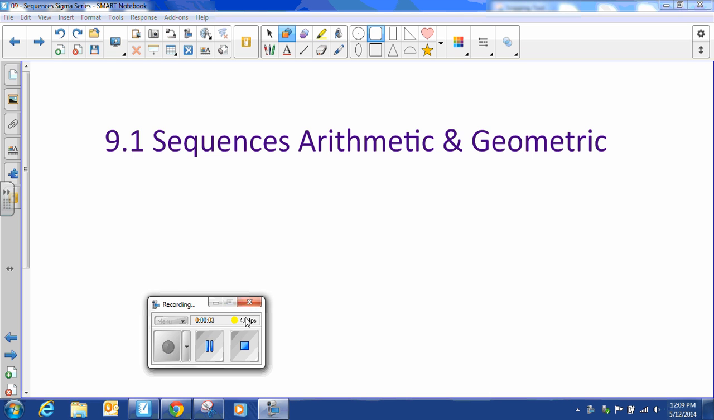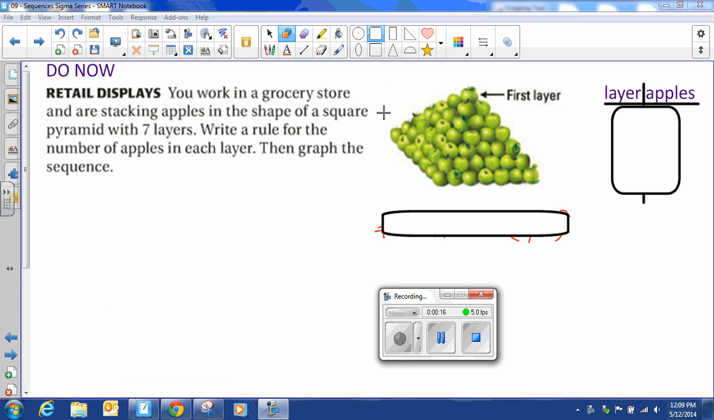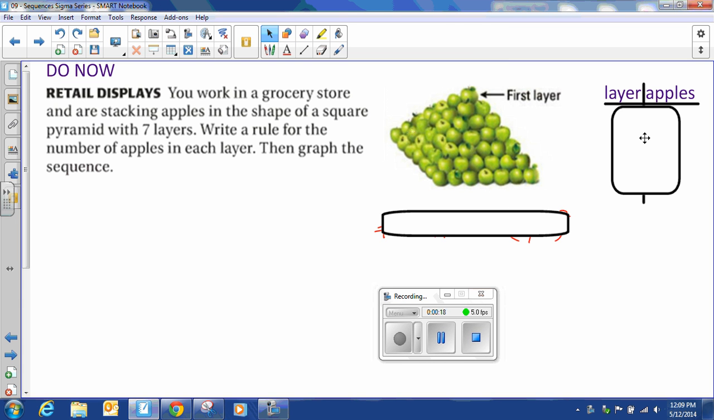Arithmetic and geometric sequences. Do now. You work in a grocery store and are stacking apples in the shape of a square pyramid with 7 layers. Write a rule for the number of apples in each layer. Then graph the sequence. So to help organize this, we have a table with the layer number.